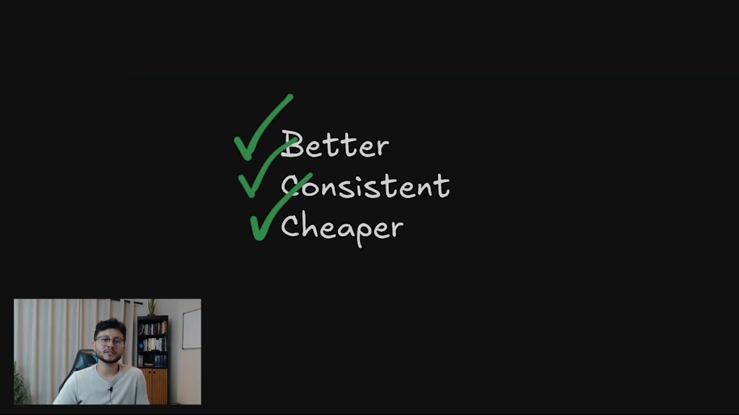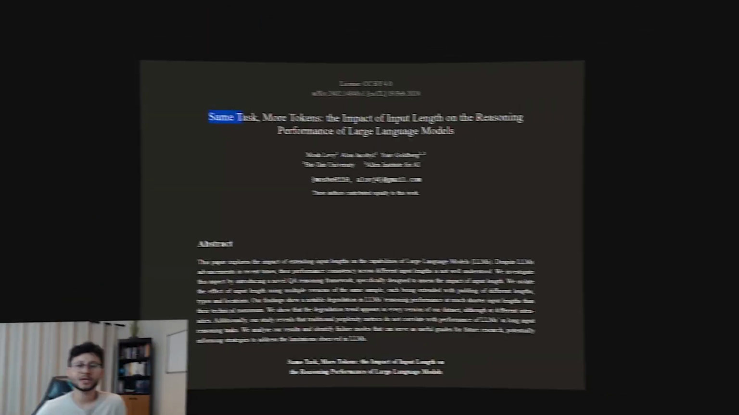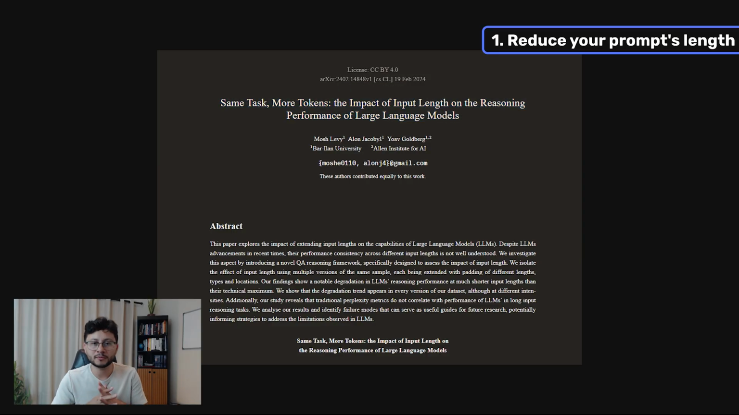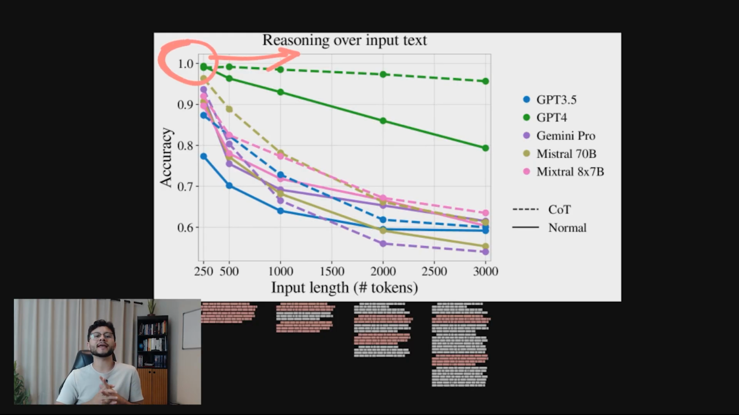If you have a persistent task, you can expect better, consistent, and cheaper responses by following these 7 simple tips. First tip is reduce your prompt's length. You can find this paper on arXiv, which explains the impact of input length on LLM reasoning performance. This chart shows that AI performance decreases with longer inputs.